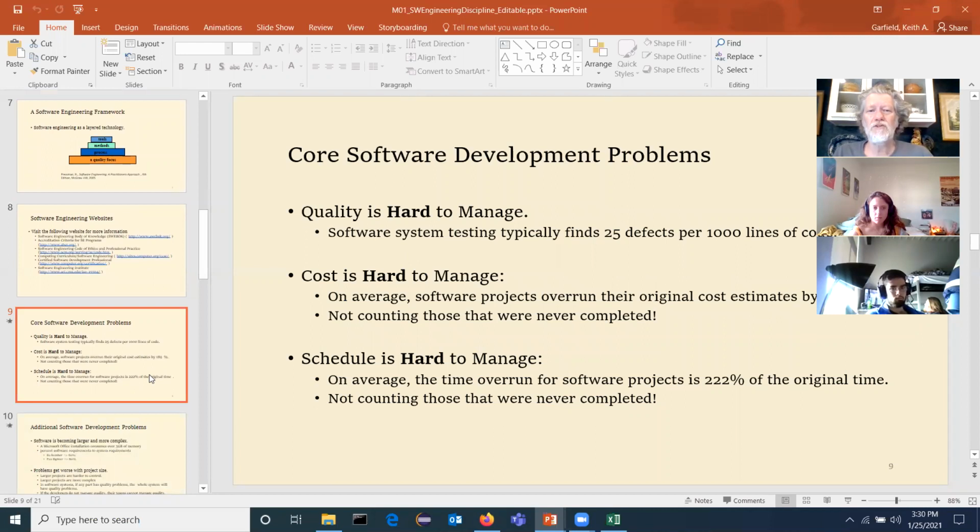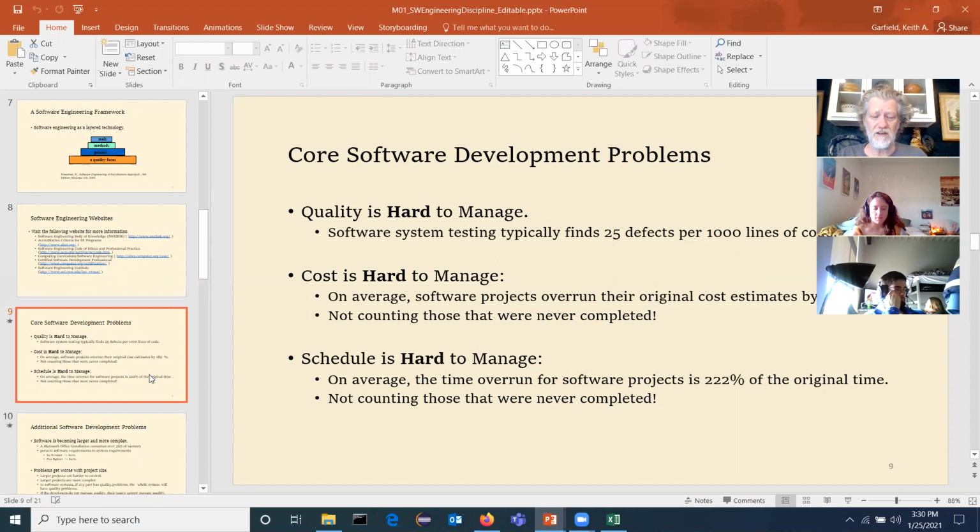Okay. So here's the problems. We don't have to worry too much about cost in this class, right? Other than there's only so many of you on a team, so there's an implied resource shortage there. How do you manage cost in other projects? You just throw more people at the problem, and people charge hours to the company, so that's throwing money at the problem. So quality is hard to manage, cost is hard to manage, schedule is hard to manage.